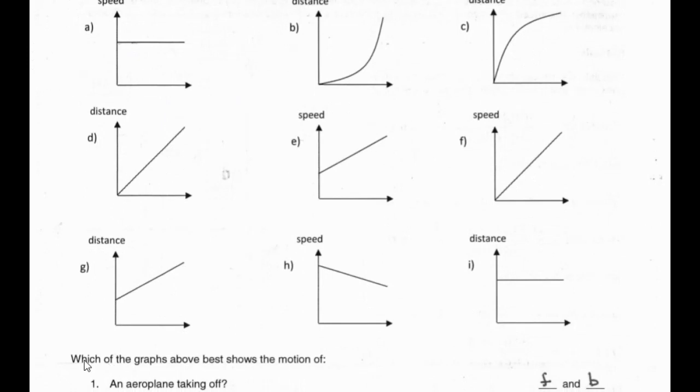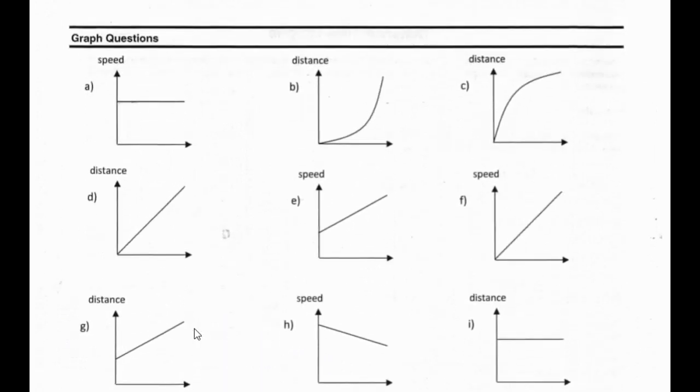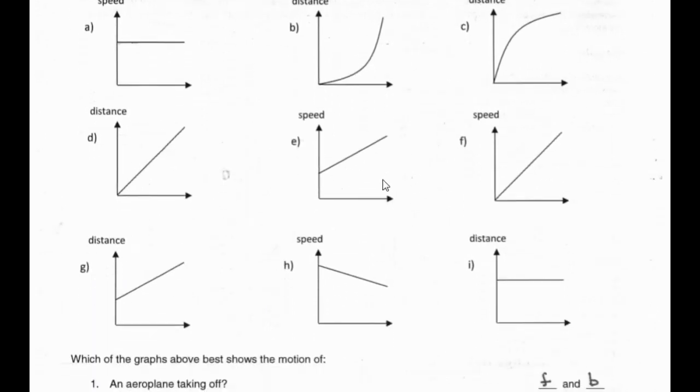So if we consider some questions now about these, it says which of these graphs above best shows the motion of an aeroplane taking off. So why is it F and B? Well, think about when a plane takes off, a plane accelerates. So we expect with the speed time graph for there to be a constant gradient, because that shows that the acceleration is constant and that there is an acceleration, speed is increasing.